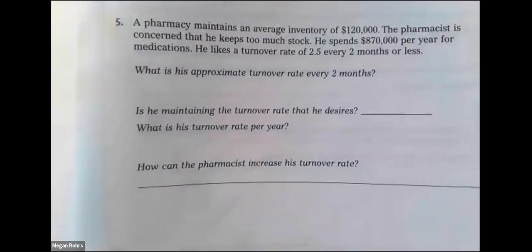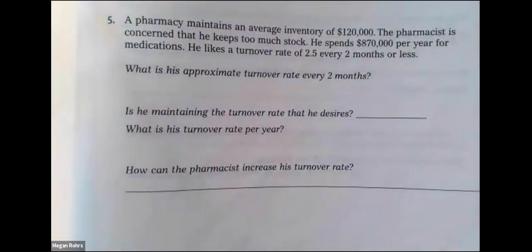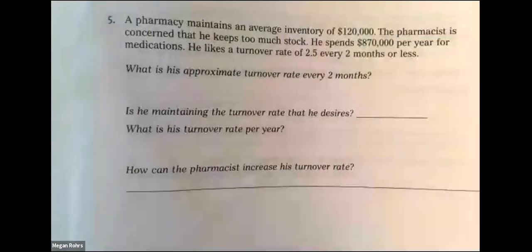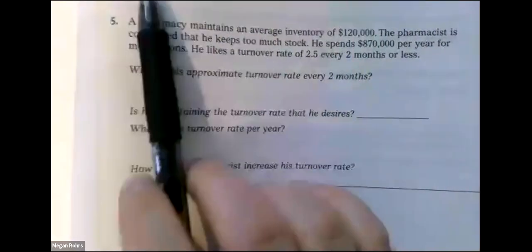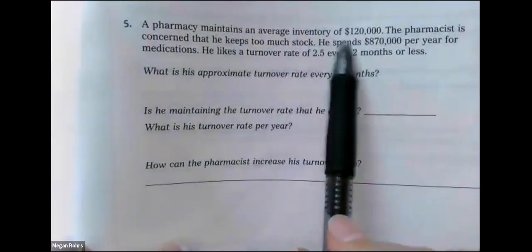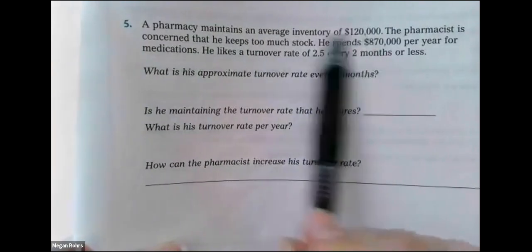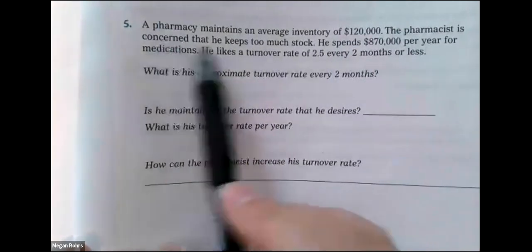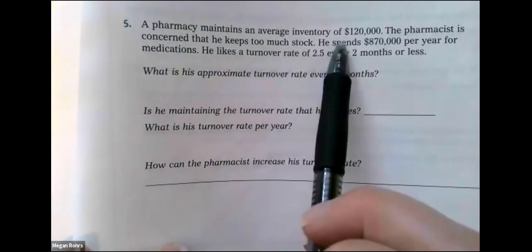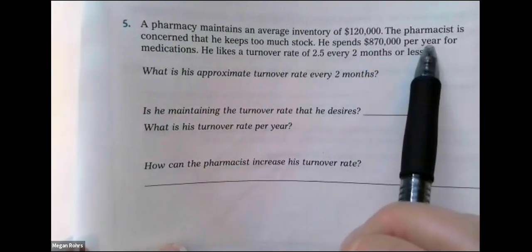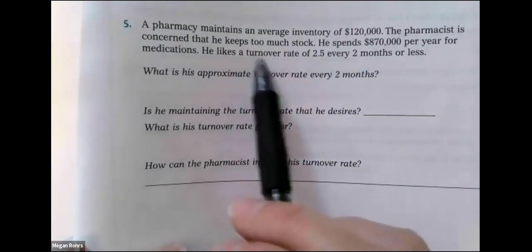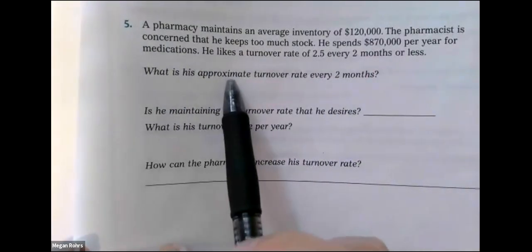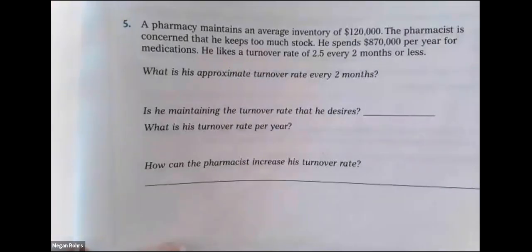So let's take a look. I'm on page 479, number 5. This one is a little bit more detailed than the other problems here, so I wanted to go through this together. A pharmacy maintains an average inventory of $120,000. That's how much we have on stock on average at one time. The pharmacist is concerned that he keeps too much stock. He spends $870,000 per year for medications. He likes a turnover rate of 2.5 every 2 months or less. What is his approximate turnover rate every 2 months?